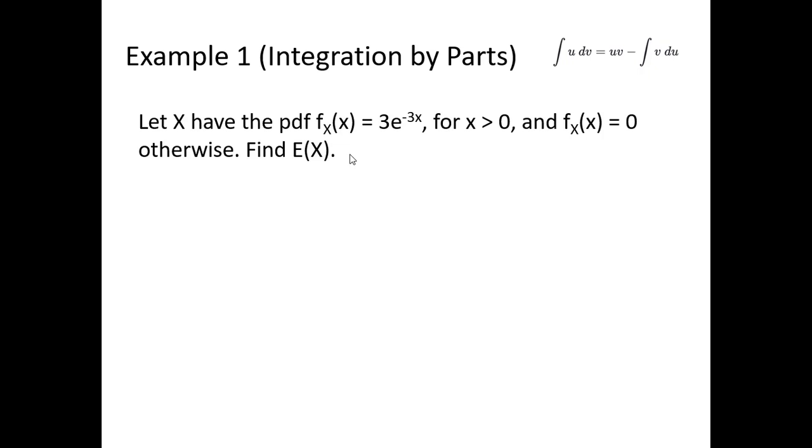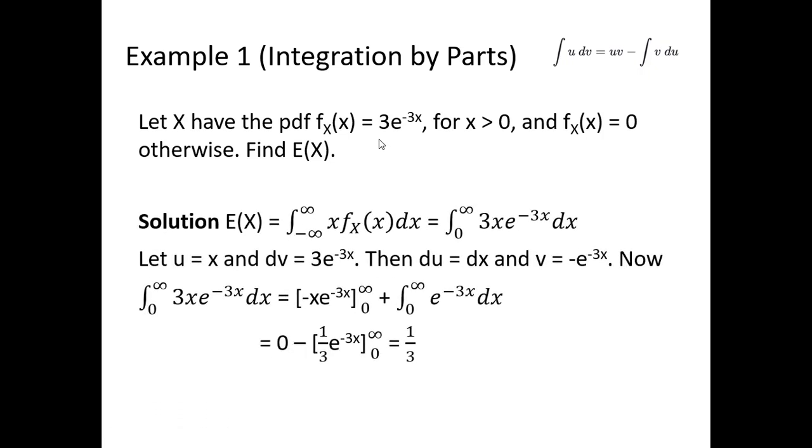So to find the expectation, we need to integrate x times f of x. So here's our solution. This is sort of what we see in general, x times f of x. Here, we know that the random variable is defined, or not 0, for x greater than 0. So we integrate 0 to infinity, 3 times x times e to the minus 3x dx. So to evaluate this integral, we need to use integration by parts.